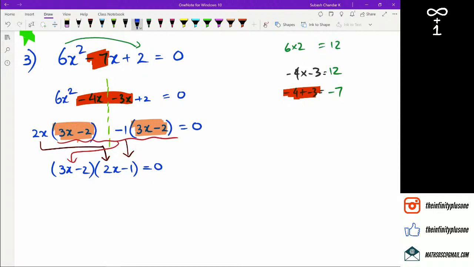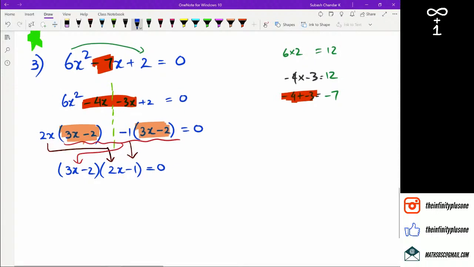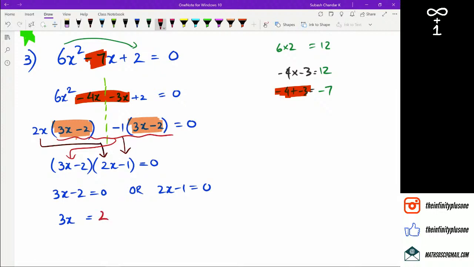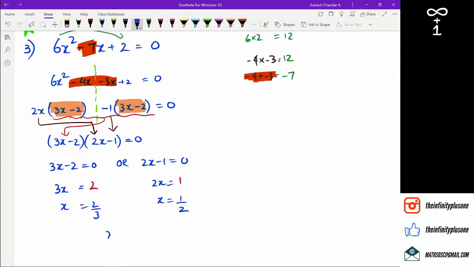Next, we've got 3x minus 2 equals 0, or 2x minus 1 equals 0. Rearranging, we get 3x equals positive 2, and then x equals 2 over 3. On the other side, we've got 2x equals positive 1, and then x equals 1 over 2. So there are our two answers: x equals 2/3 or 1/2.